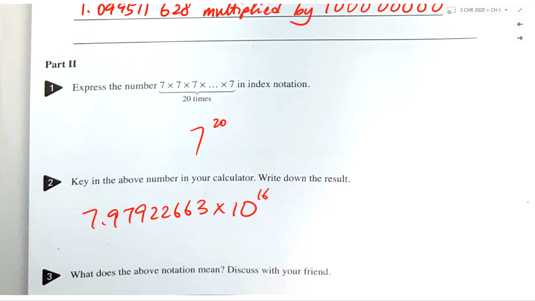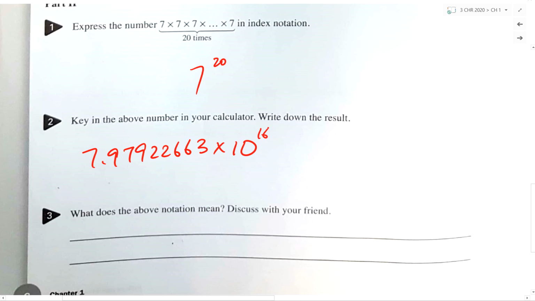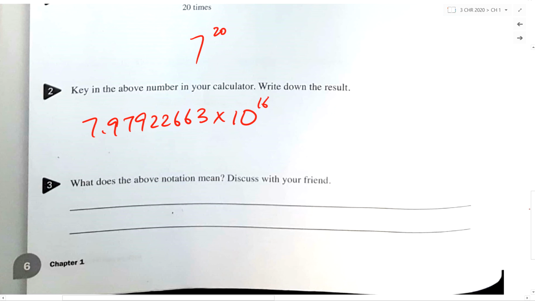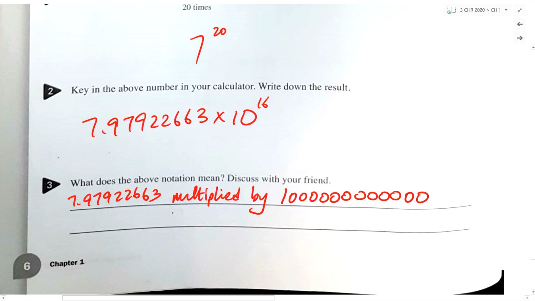Okay, can you do the next part yourself? What does it mean? So it is similar to what we have done in part 1. Yeah, so copy it down. 7.979226663 multiplied by 1, 2, 3, 4, 5, 6, 7, 8, 9, 10, 11, 12, 13, 14, 15, 16. How many zeros? 16. Make sure you count properly.